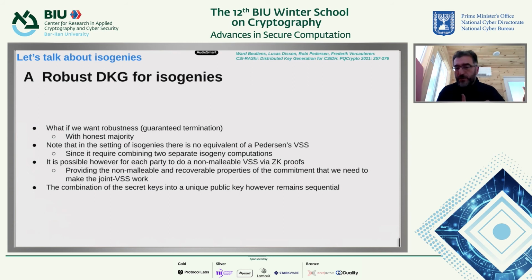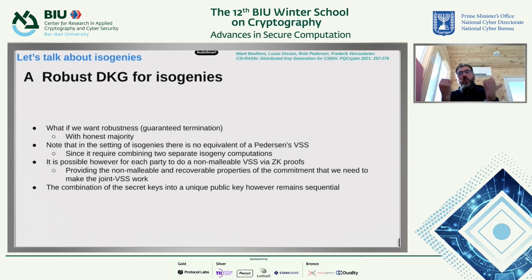Which is what we used to get this fair, robust DKG. Why? Because again, Pedersen is really based on the fact that I do a sharing of my secret and a sharing of a random value, and then I multiply them together. And there is no way to multiply these two things together in an isogeny setting, right?